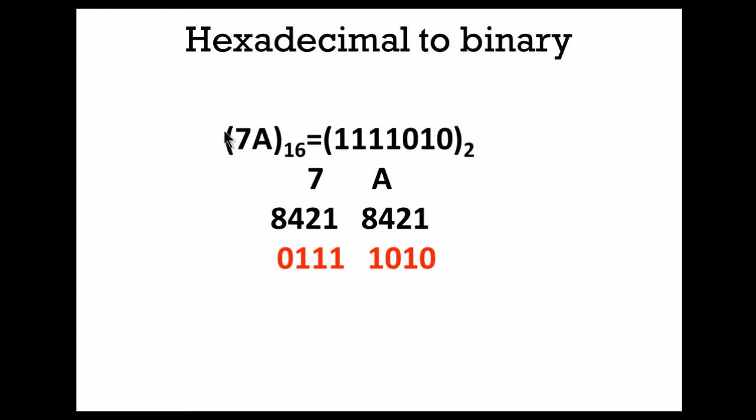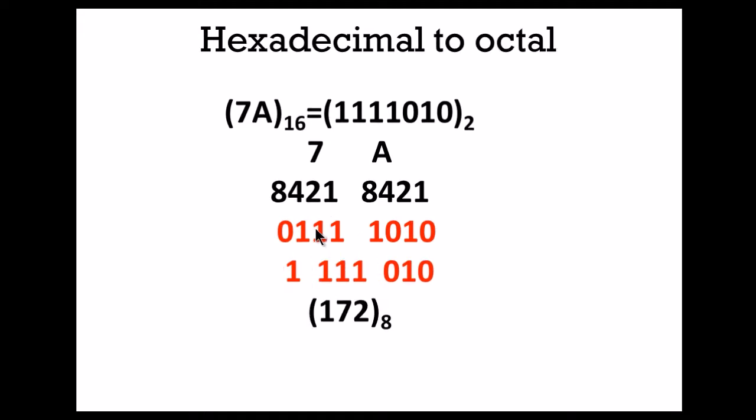Hexadecimal to binary. In hexadecimal to binary we have 7A, and the base is 16. So we have to convert it to binary. So we will use the 8421 system. So we have 7A, and the value of A is 10. So where will 10 come? 1 0 1 0. And where will 7 come? If we add these 3 digits we get 7. So 0 1 1 1. So it is the equivalent conversion from hexadecimal to binary.